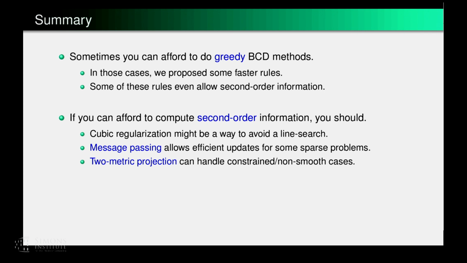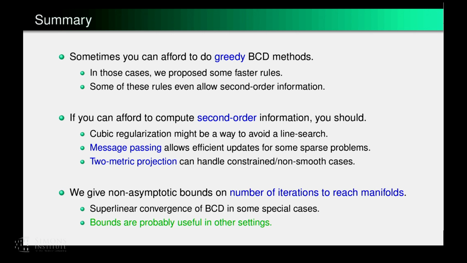Cubic regularization might be a way to avoid a line search if NP-hard problems don't scare you when they're small. You can do message passing to very efficiently compute those updates when you're very sparse. And two-metric projection methods are a nice way to handle non-smooth cases. And then from the theory side, the most interesting thing was we gave bounds on the number of iterations to reach the manifold. So the number of iterations you run an L1 solver before it has the final sparsity pattern, which might be useful in other settings. I can imagine that also leading to new algorithms where you take advantage of some property like that.